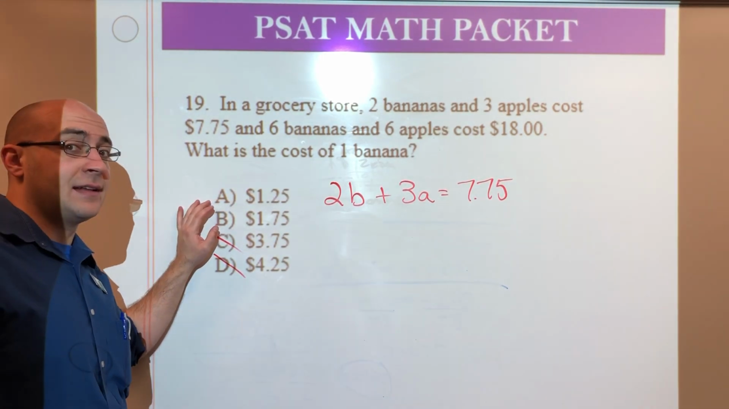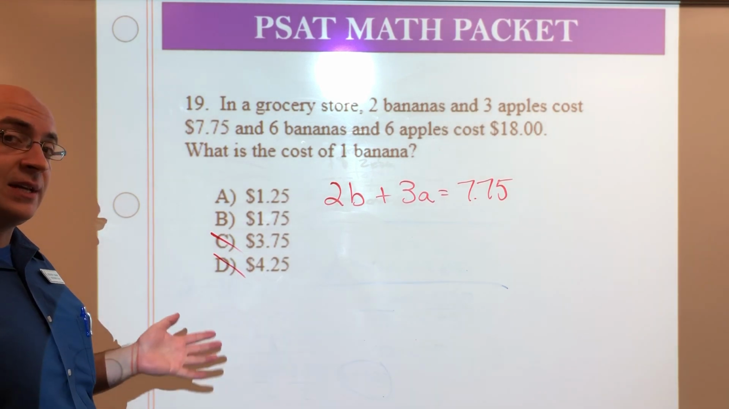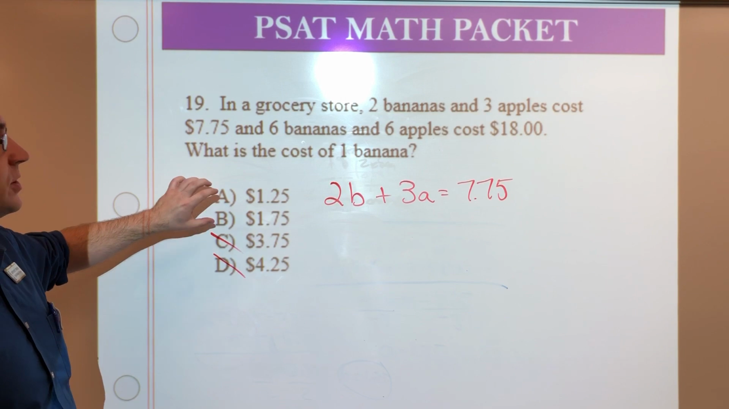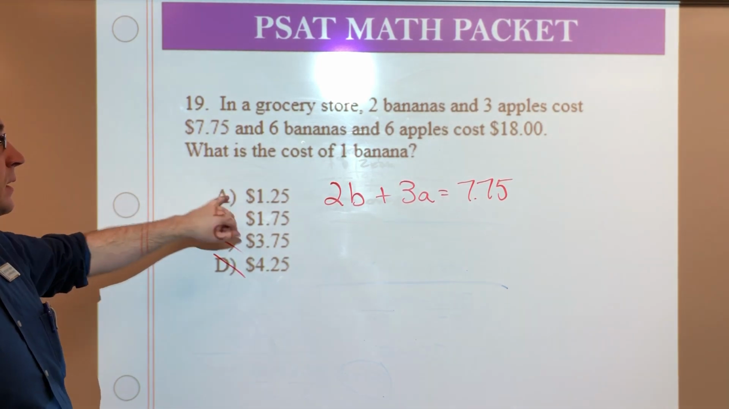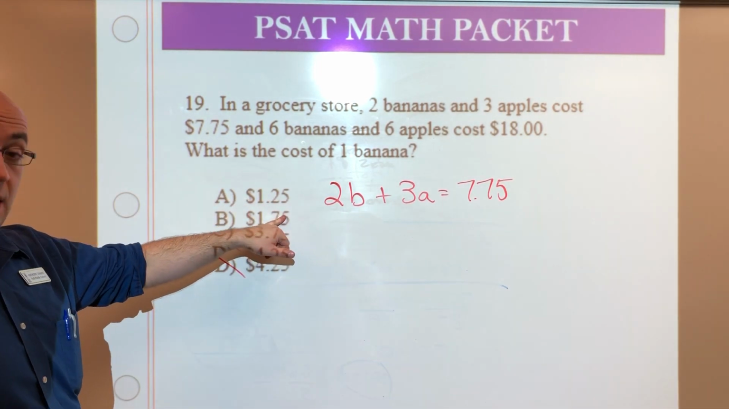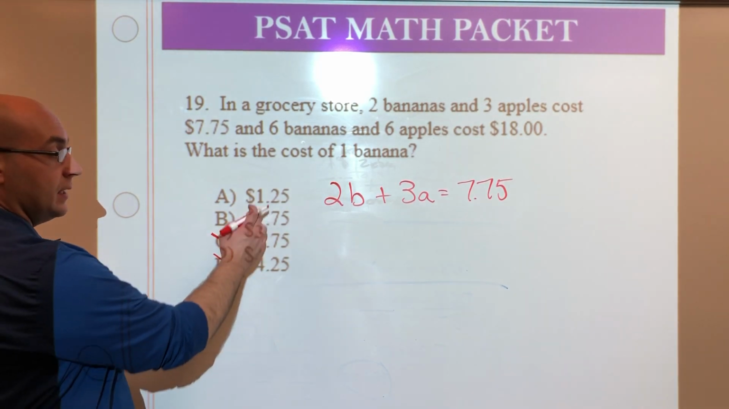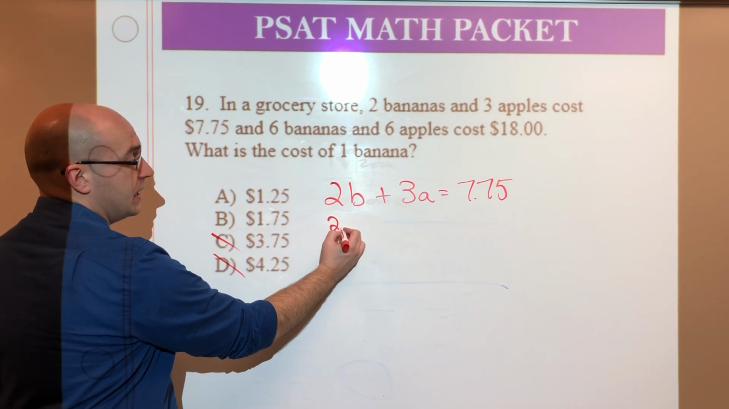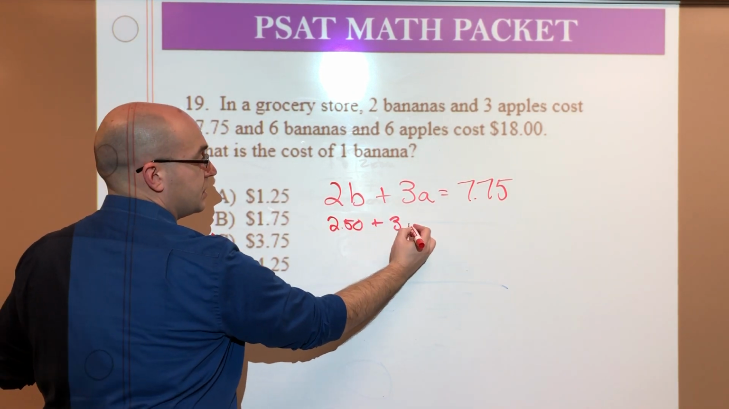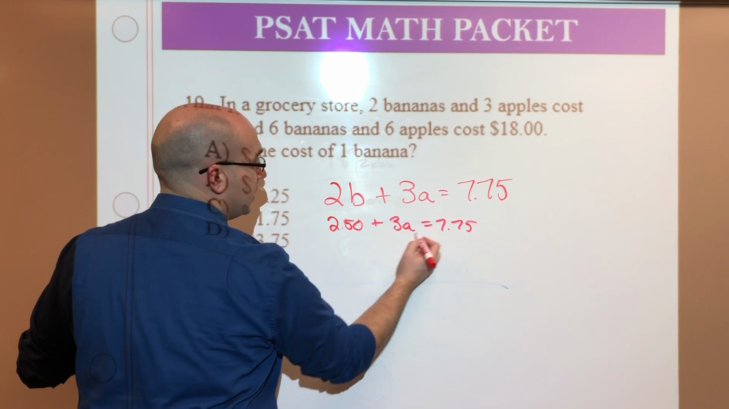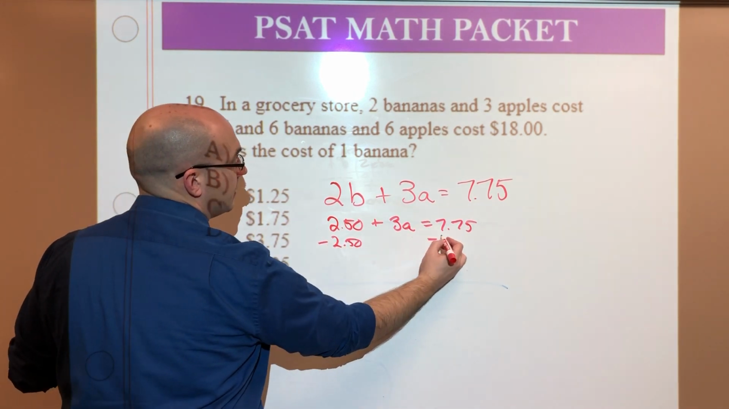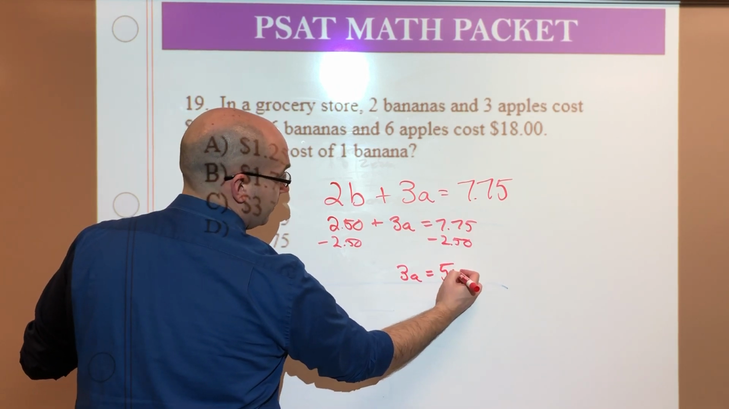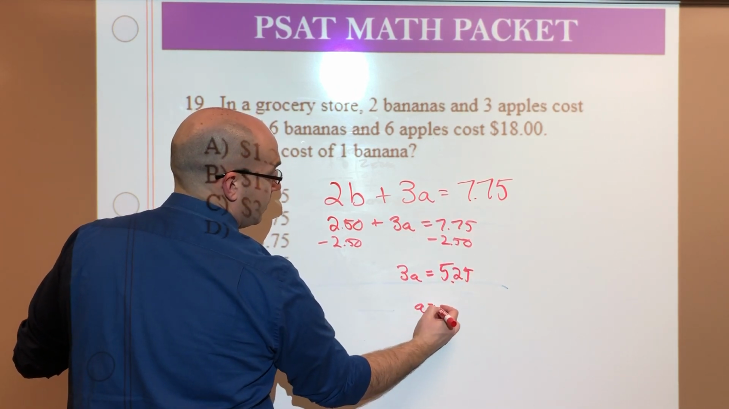And yes, I am saying that. I am saying to guess it, but eliminate the choices that you know can't work. So if you are just dead set on getting this question right, let's choose choice A and see if it works mathematically for us. Let's say that a banana is $1.25. So 2 times $1.25 is again $2.50, plus 3A equals $7.75. Subtract $2.50 on both sides, and I'm going to have 3A equals $5.25. And then A equals $1.75.